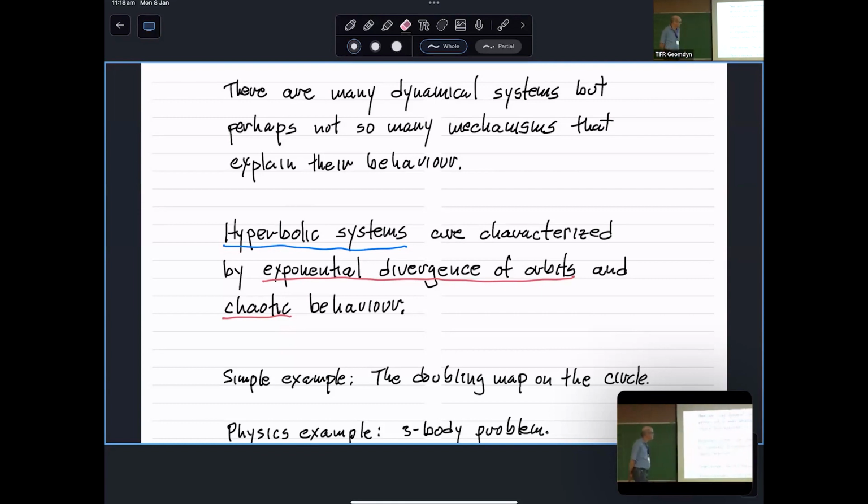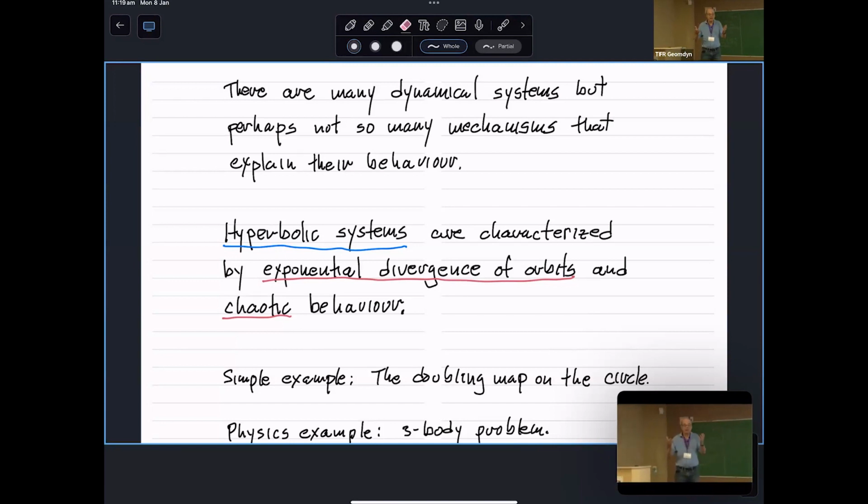There are a lot of dynamical systems, but there are a few mechanisms that explain dynamics which are particularly ubiquitous. A hyperbolic system would be one where nearby orbits, think of it as a flow perhaps, or it could be a map, tend to diverge exponentially from one another. A simple example to keep in mind would be the doubling map on the circle, where the distance between nearby orbits doubles. A physics example would be the three-body problem. In fact, the three-body problem was studied by Poincaré, and you can think of a lot of contemporary dynamics as growing out of Poincaré's investigations.